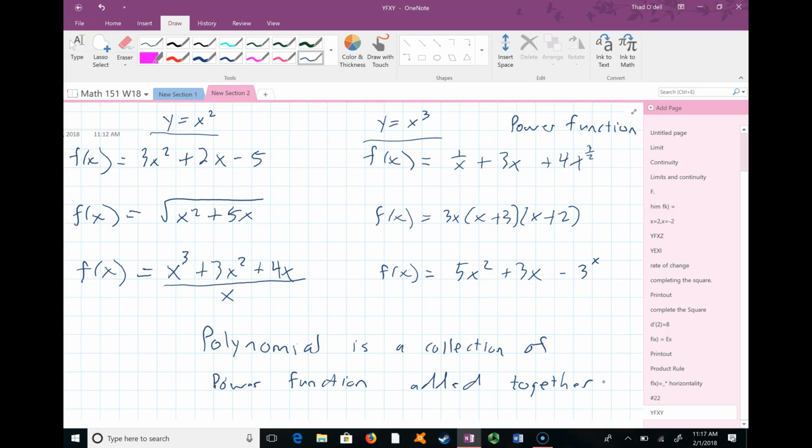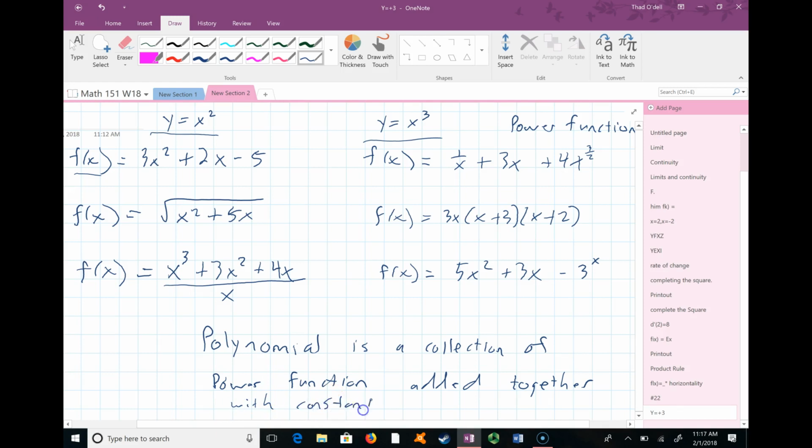I have 6 functions up here, so I'm just going to run through them, and what we're doing right now is just identifying polynomials. In other words, we're determining whether these functions are a polynomial or not. So the first one: notice that the first term is 3x squared, that's a power function, plus 2x, that's a power function, and then minus 5, that's a constant. So you can have constants thrown in.